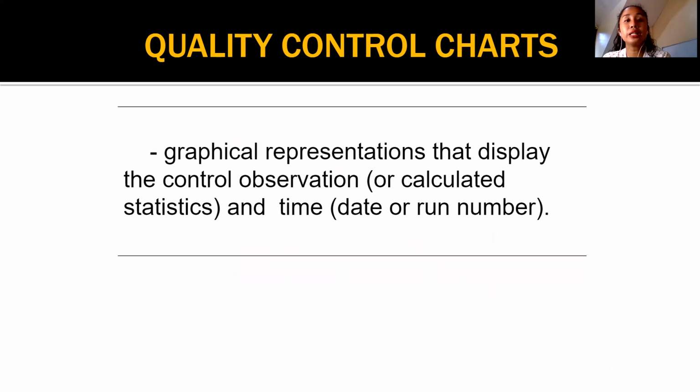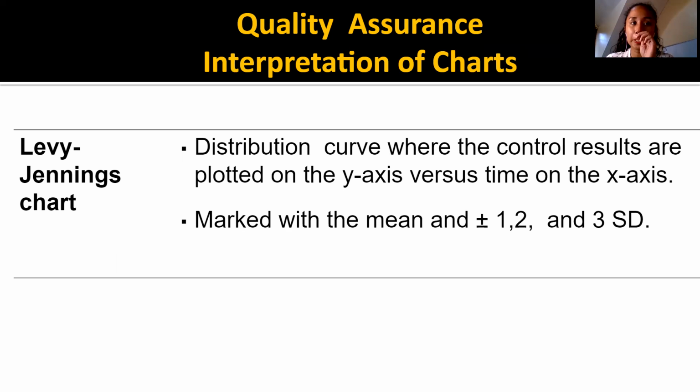Okay. So, quality control chart. Class, every day in the laboratory, you are performing quality control tests. To represent your quality control results, we place them in a chart. A quality control chart is the representation of the control observation and time. The name of the chart that we use is the Levy-Jennings chart. Levy-Jennings. So, a distribution curve where the control results are plotted on the y-axis versus time on the x-axis.